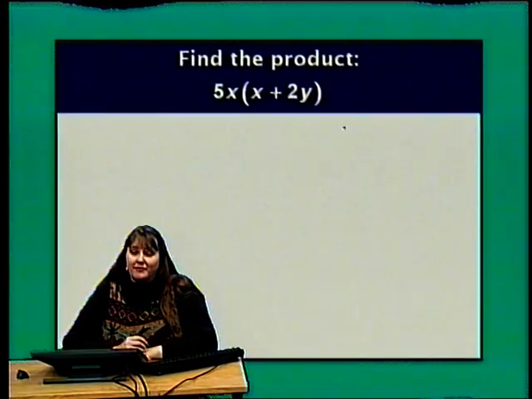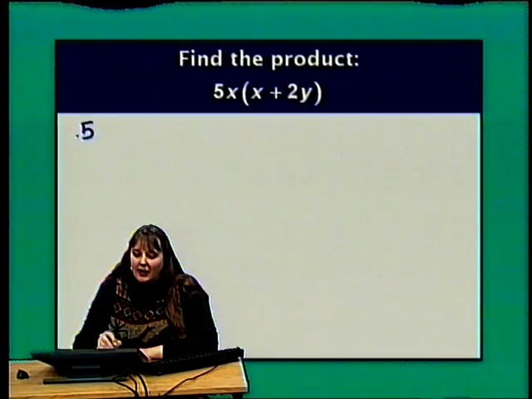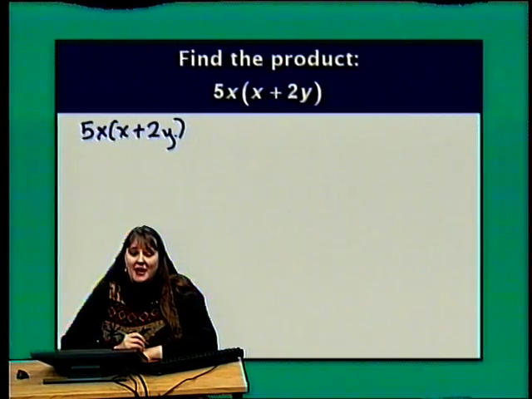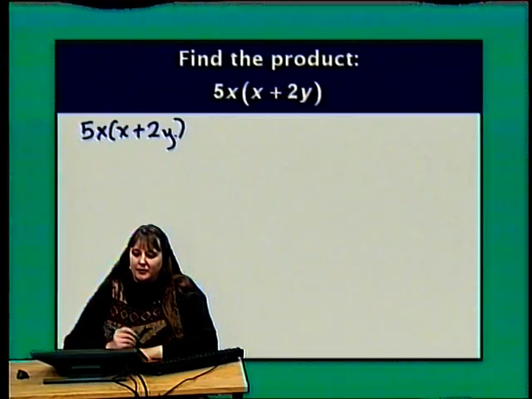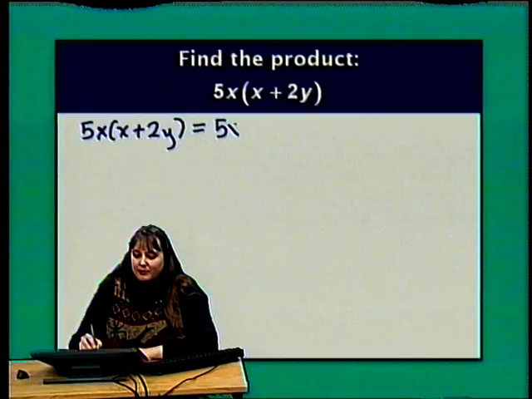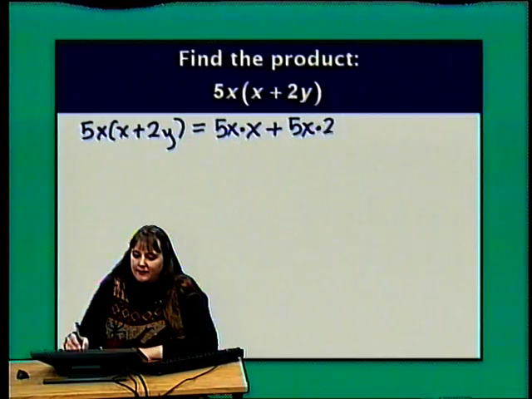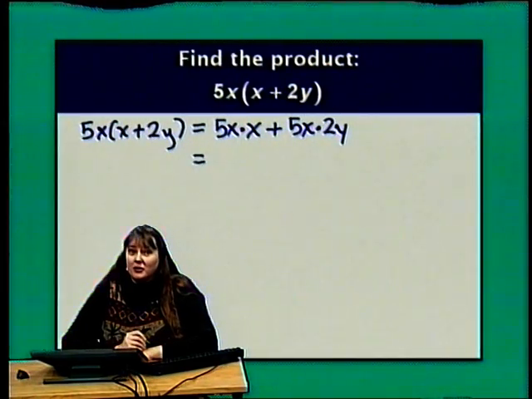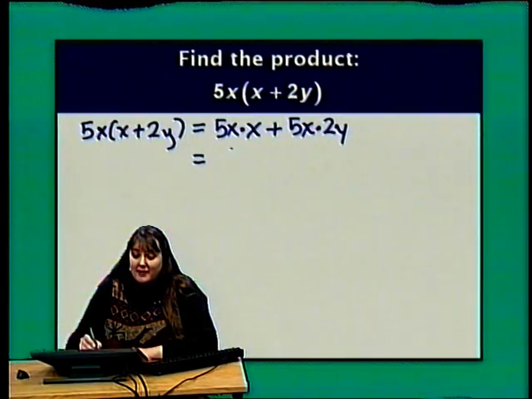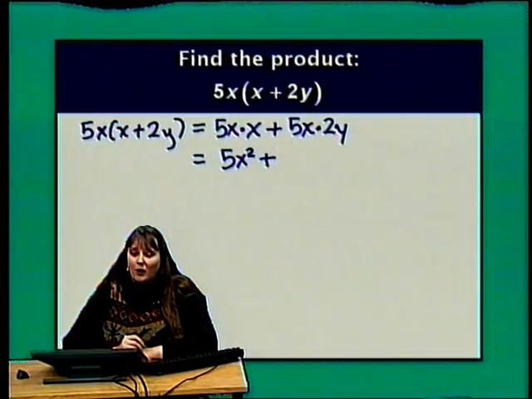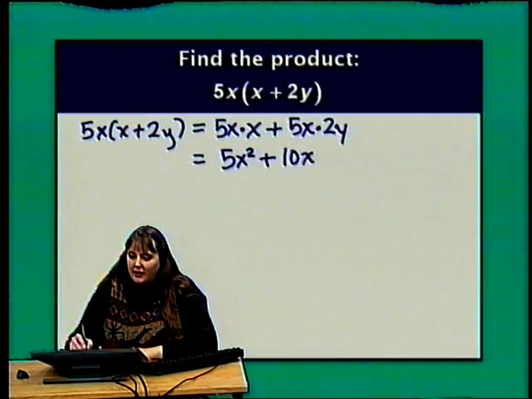Here we have a monomial 5x times the binomial x plus 2y. Since I have addition going on here, I need to remember to distribute the 5x to both terms in the binomial. So I'm going to multiply 5x by x, plus I'm going to multiply 5x by 2y. You did lots with the distributive property in Math 60, so you may be able to do this step in your head. That's fine. 5x times x simplifies to 5x squared. 5x times 2y simplifies to 10xy.